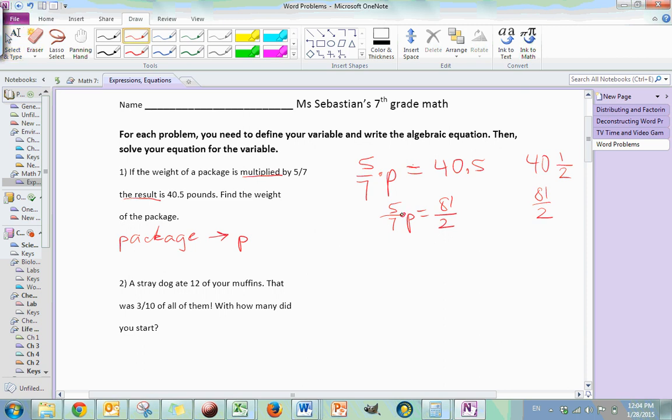So the P is being multiplied by 5/7, and so that means to get rid of the 5/7, I've got to do the opposite of multiplying. I've got to divide by 5/7, and I do it on both sides. And so on the left side, 5/7 cancels out on the top and bottom, leaving me with P. And on the other side, I have 81/2 divided by 5/7. That means I need to multiply by the reciprocal of this.